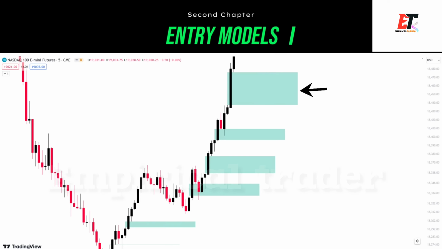So the fifth fair value gap did not fill. From 5 fair value gaps, we got only 1 that has worked, 1 that has failed, and 3 that did not fill, and price just continued pushing to the upside.